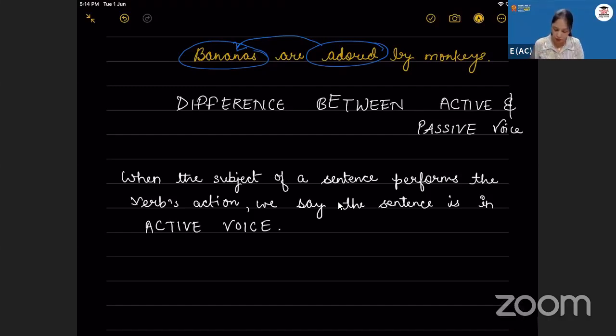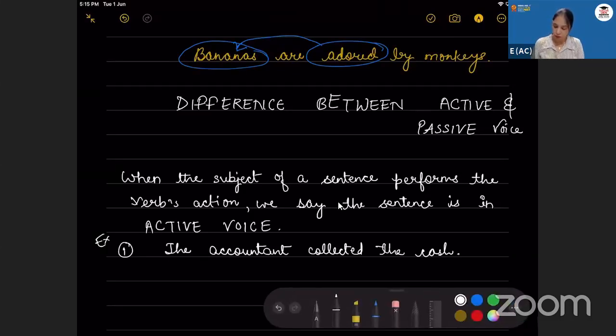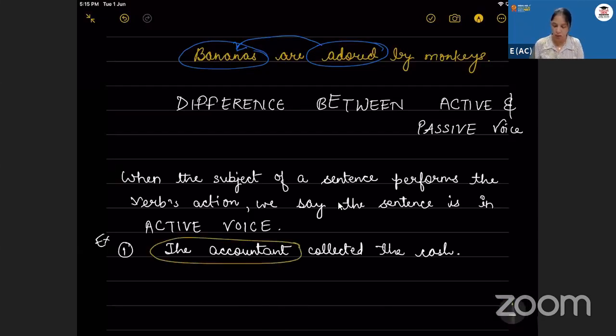For example, if we write, the accountant collected the cash. Right? Here, what is the subject? Accountant is the subject. Verb is collected. And the object is cash. Cash is the object. Fine.